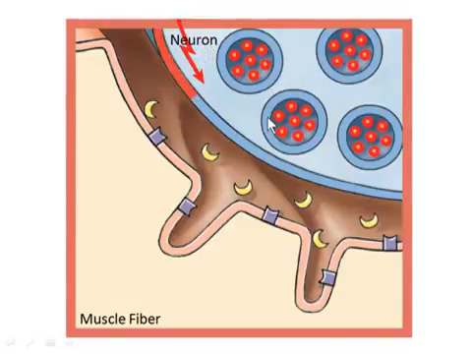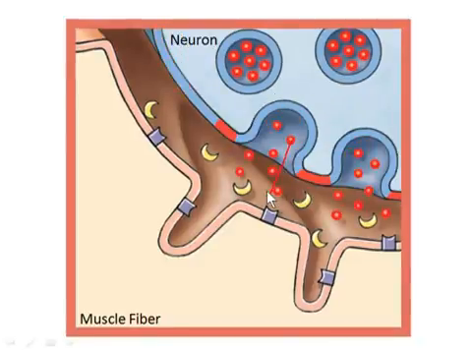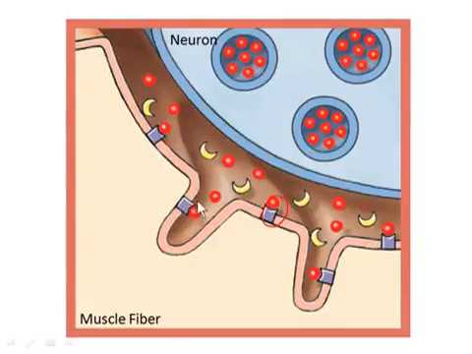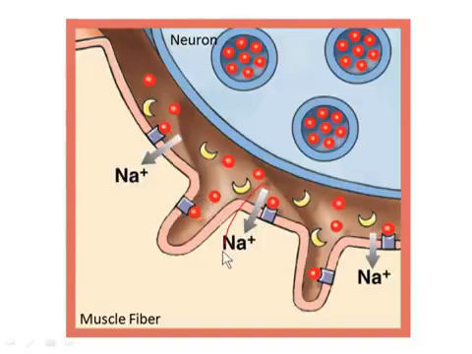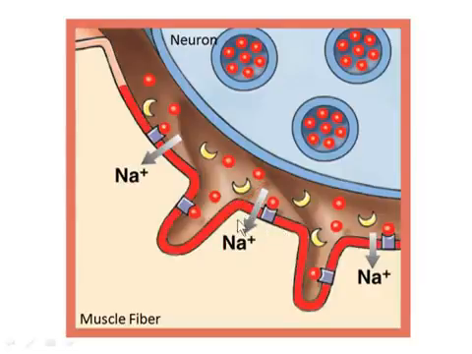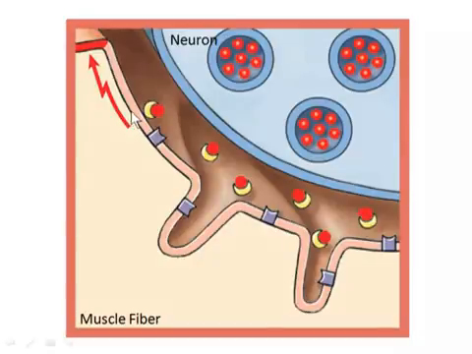The arrival of the action potential causes the vesicles to fuse with the plasma membrane. As they fuse, the vesicles open up to the synaptic cleft, releasing acetylcholine through the process of exocytosis. Acetylcholine binds to the receptors on the motor end plate. This binding increases the permeability of the motor end plate to sodium ions. Sodium ions rush into the sarcoplasm down their concentration gradient. This generates an action potential in the sarcolemma. The muscle action potential then travels along the sarcolemma, and this is what causes the muscle fibers to contract.